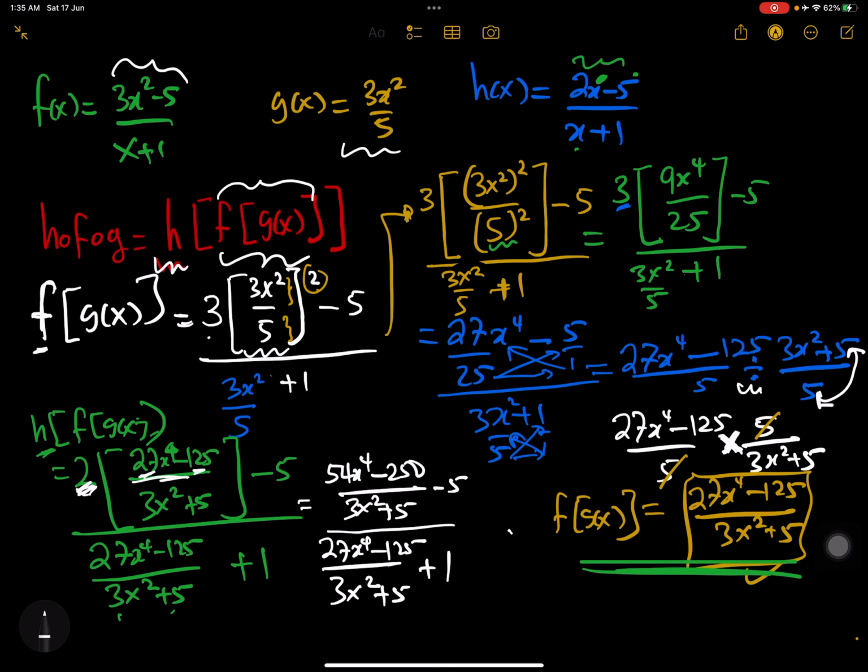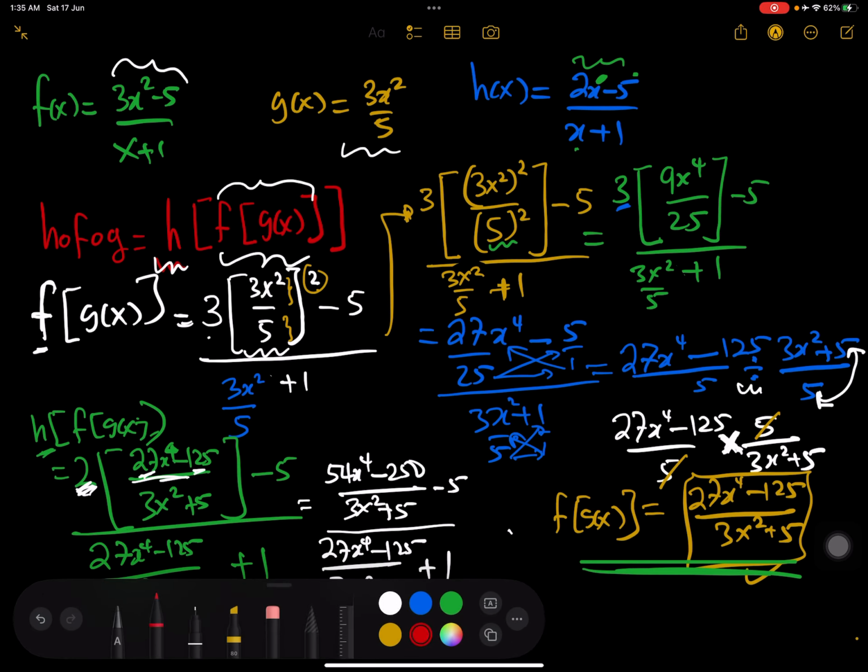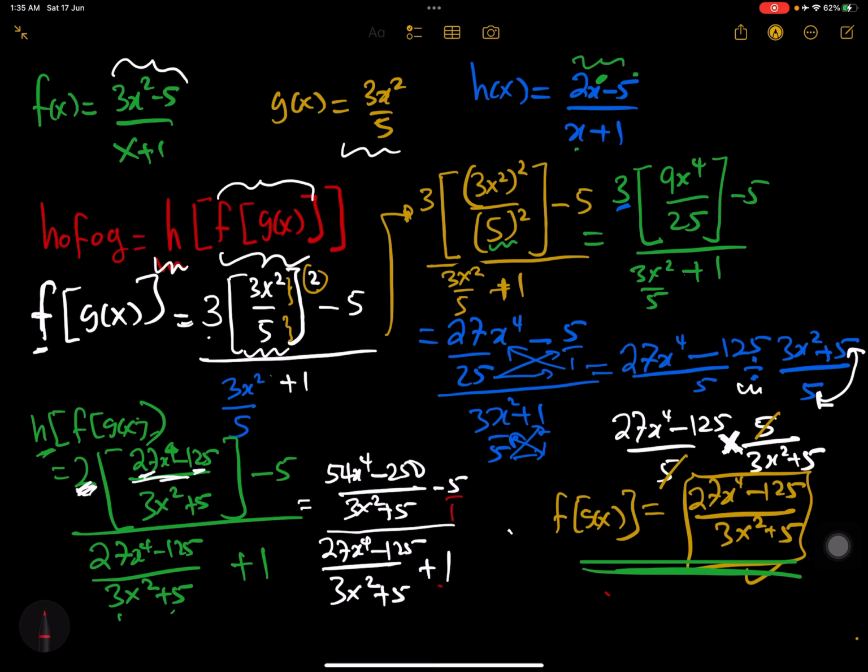So what we're going to do is multiply this by this. We get 54x to the power 4 minus 250, and we're going to multiply 5 by that, so we get minus 15x squared minus 25. This plus 5 multiplied by negative 5 gives minus 25, divided by the 3x squared plus 5. Why? Because this is 1. This 1 is going to multiply that. And that's what we have done.